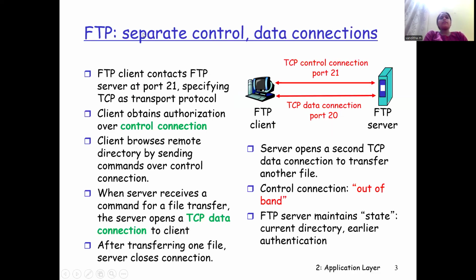Next, FTP uses separate control and data connections. The FTP client contacts the FTP server at port 21, specifying TCP as the transfer protocol. The client obtains authorization over the control connection. The client browses the remote directory by sending commands over the control connection. When the server receives a command for a file transfer, the server opens a TCP data connection to the client. After transferring one file, the server closes the connection. This is a diagram for the FTP client and FTP server.